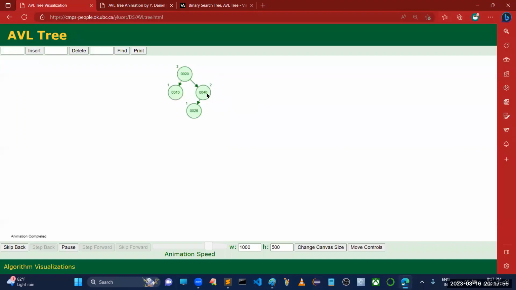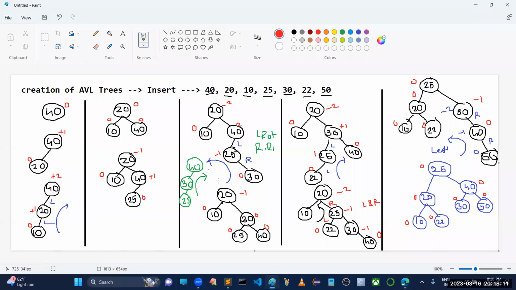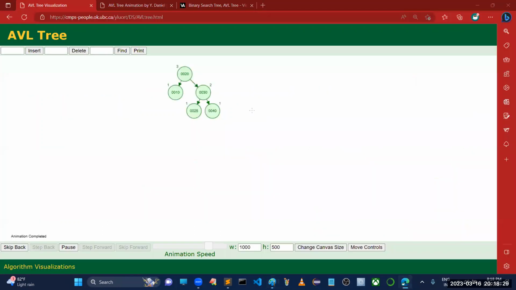So 10, 20, 40, 25 completed. Then we will insert 30. So 20, 10, 30, 25, 40. Okay, good. Sir, now which element do we have to insert next? 25 completed. After that 30 also completed.